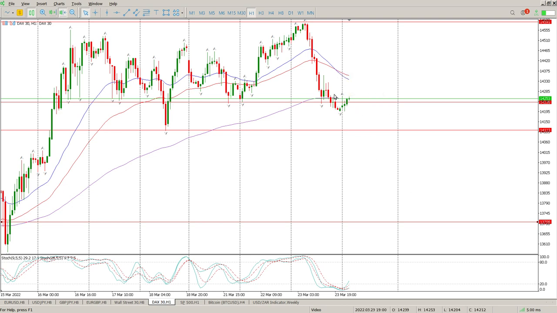Moving averages crossover and below the 155, so almost there. But we'll have to wait and see what happens. But that's kind of my view. Could possibly be a double top forming.